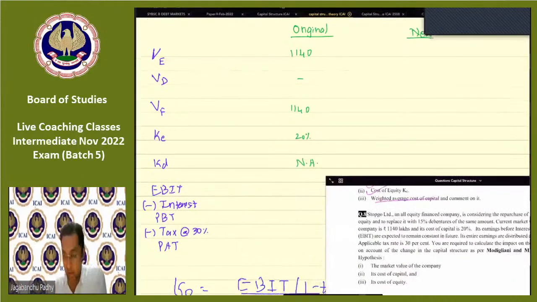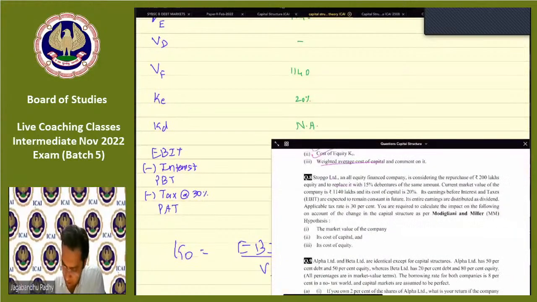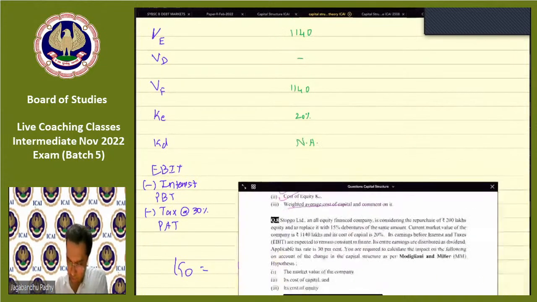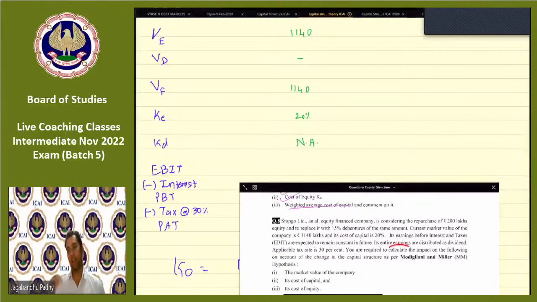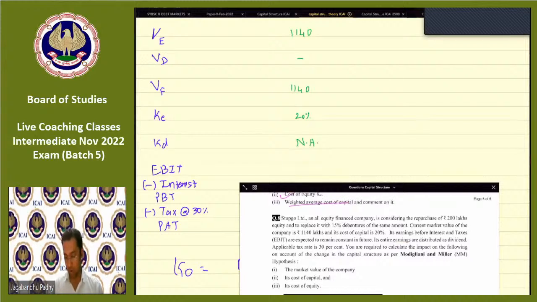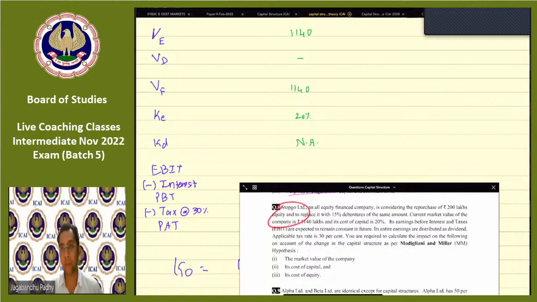So what's the EBIT that we have in this question? Earnings before interest and tax is expected to remain constant in future. How will I know the EBIT amount, guys? Because there's no information about EBIT, but they're saying that whatever is EBIT will remain constant in future. So how am I going to get EBIT in this question? Anyone tell me?